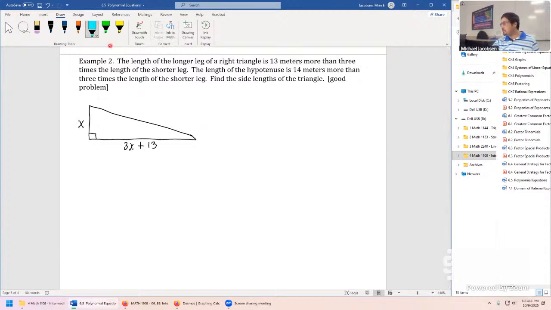Okay, so again, when I thought of the shorter leg, I was thinking of the x right here. And now the next sentence says the length of the hypotenuse is 14 meters more than, again, 3 times the length of the shorter leg. So that's just x coming up again. Let's read through that again. Hypotenuse is 14 meters more. So I'll go plus 14. There, we've done that part. There's an increase by 14 meters, but it's more than 3 times the length of the shorter leg. That would just be 3x once again.